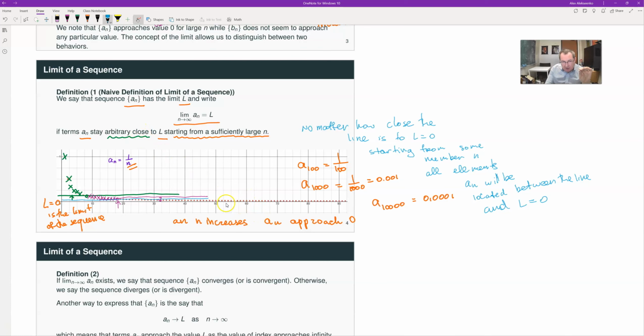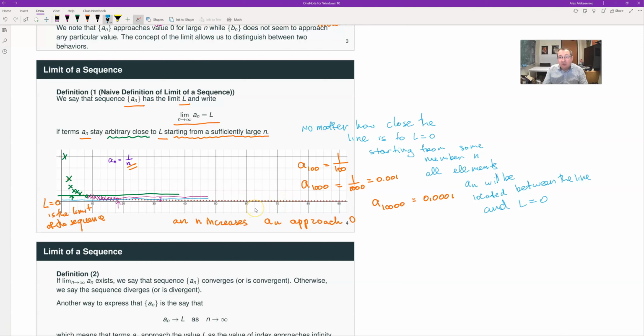That no matter how close you put that little bound, all of the elements of the sequence will fall between the limit and that bound, starting from some number. And there will not be any element of the sequence that will jump outside of that bound. If it does, then there is no limit. We have to guarantee that all of the numbers will be within the bound.